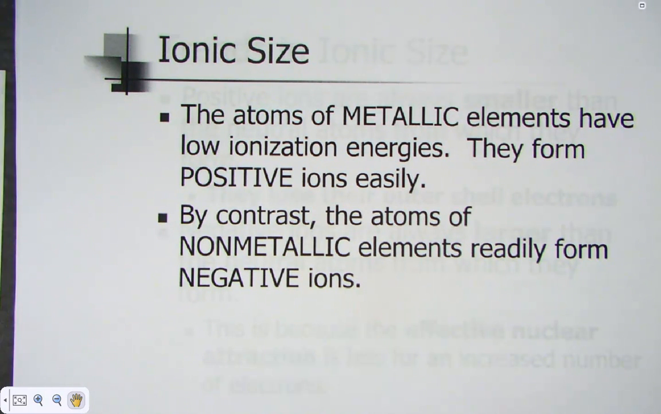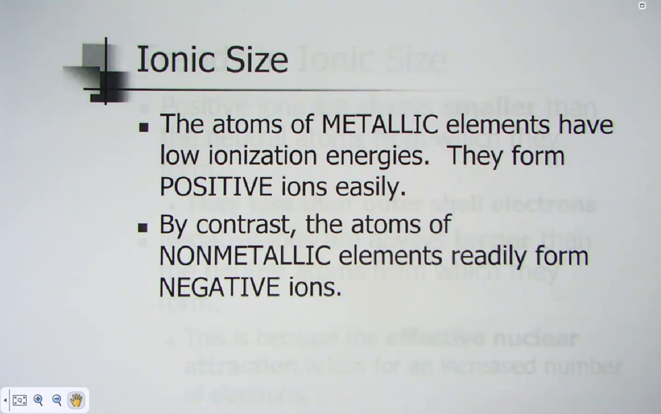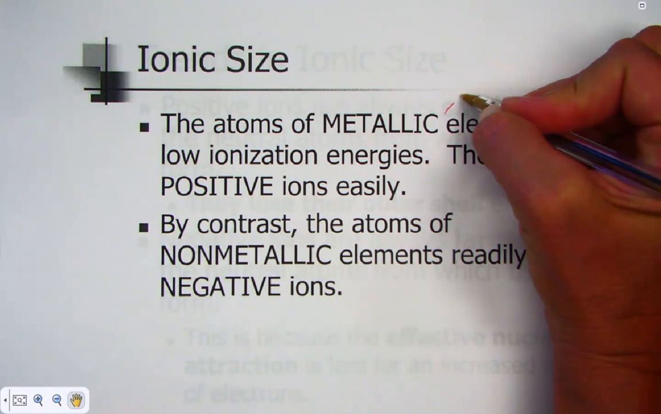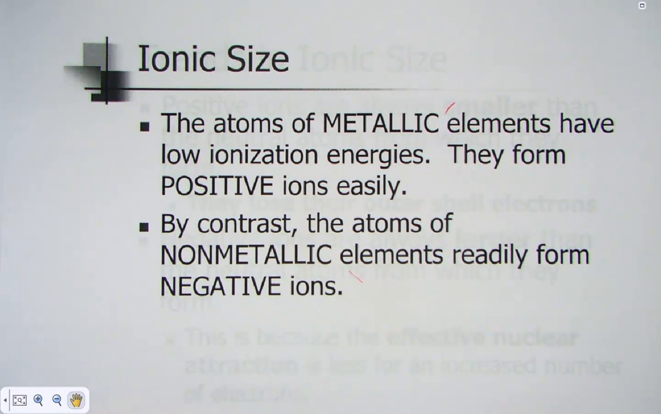Trends in ionic size. The size of ions. Top of page 14 in our notes. When atoms of metallic elements have low ionization energies, they will form positive ions easily. Metals become positive. By contrast, the atoms of non-metallic elements readily form negative ions. Nonmetals become negative. Metals are positive. Nonmetals become negative.